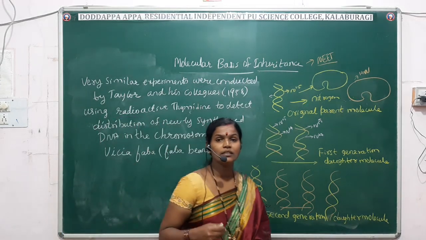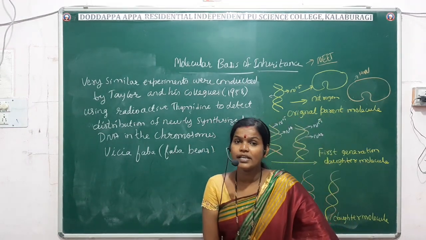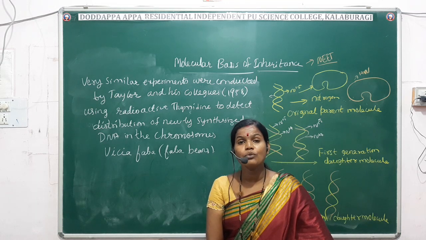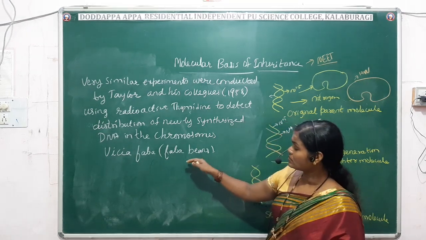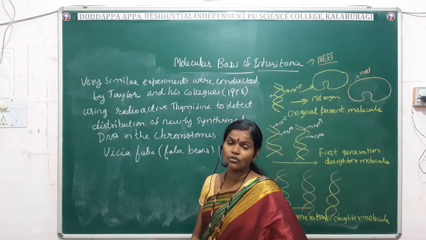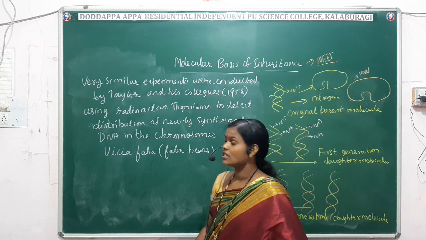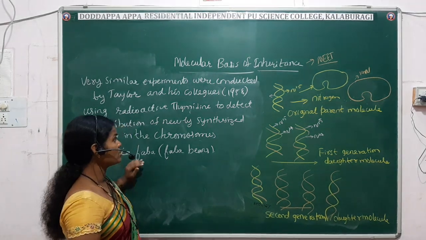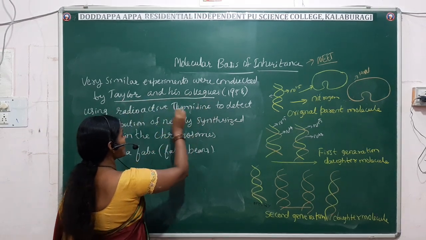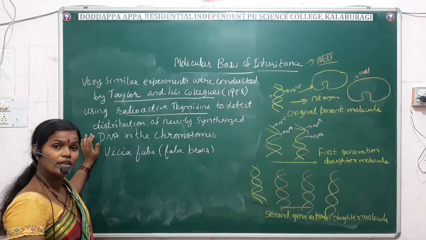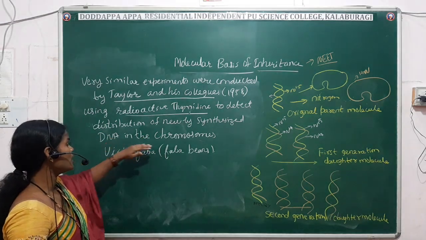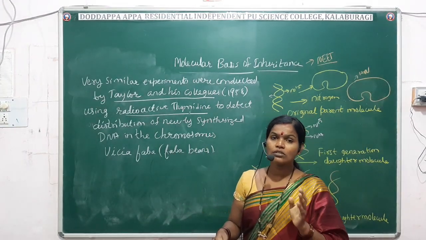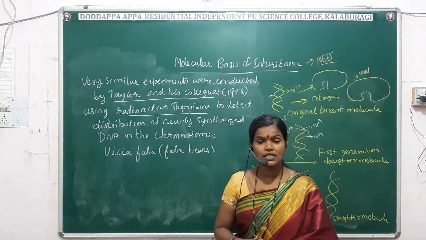Now this experiment has been concluded by saying that very similar experiments were done by the scientist Taylor and his colleagues to see the newly synthesized DNA in Vicia faba by using radioactive thymidine. So there are many experimental proofs. This is the one easy experimental proof that Meselson and Stahl showed by taking E. coli bacteria. But other scientists like Taylor and his colleagues used radioactive thymidine to detect the newly synthesized DNA in the chromosomes of the plant Vicia faba, or faba beans. So this is the experimental proof to show DNA as a semi-conservative replication.